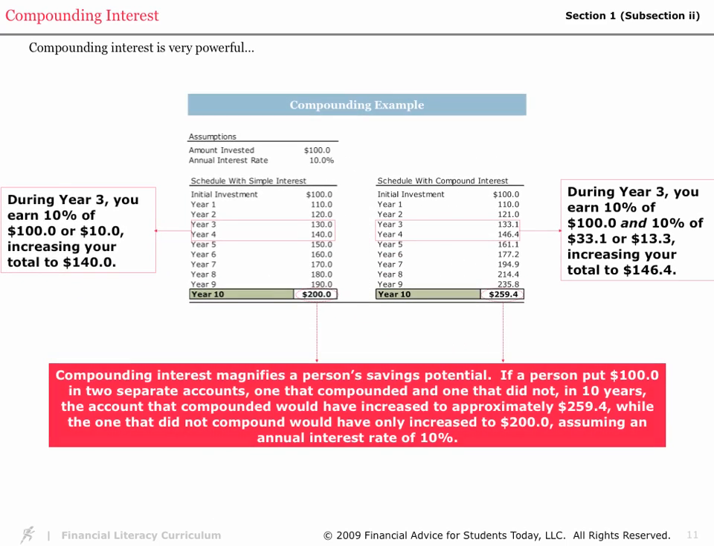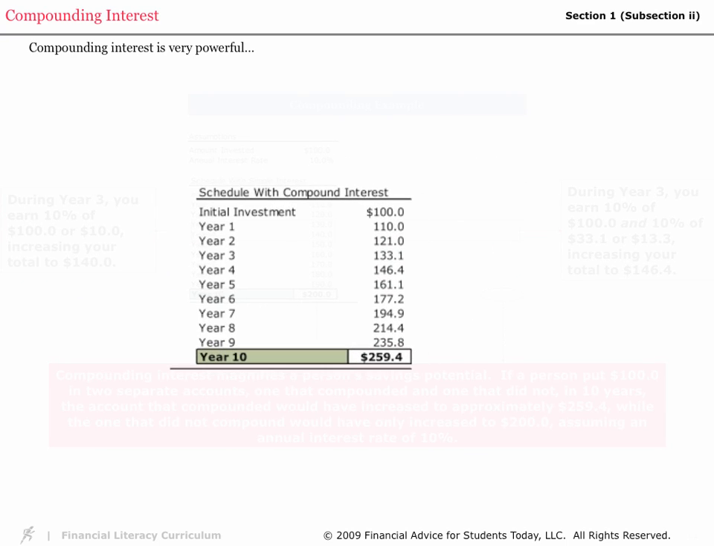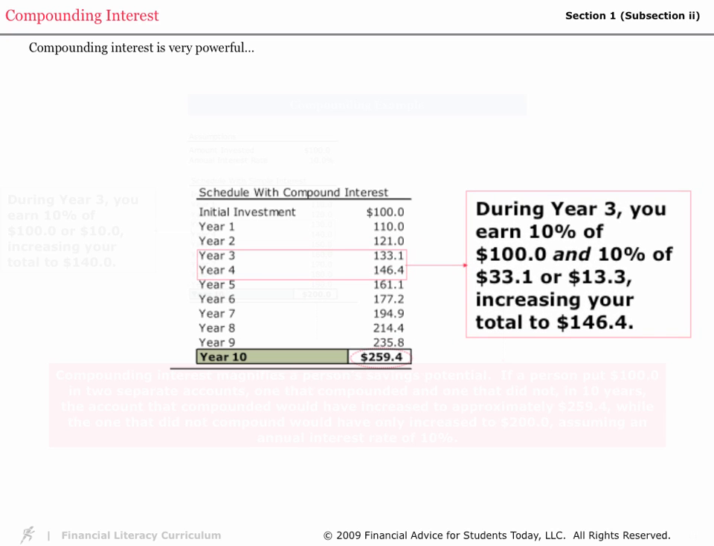However, in the second table, since interest in this account compounds, the interest earned in previous years earns interest in subsequent years. So, for example, at year 4, one would earn 10% on the original $100 investment as well as 10% on the $33.10 of interest accumulated up to that point, increasing the total by $13.30 instead of only $10, which is the amount the account earning simple interest would have increased.